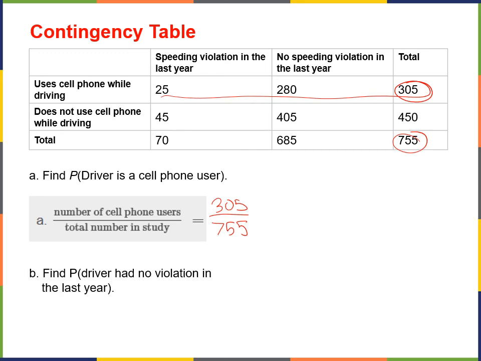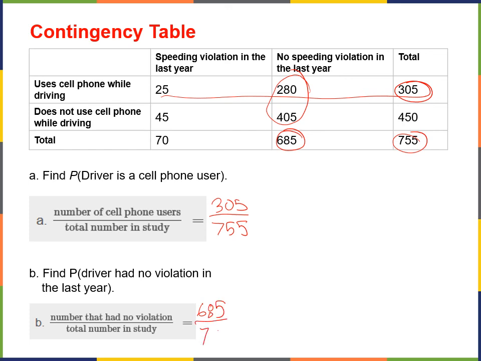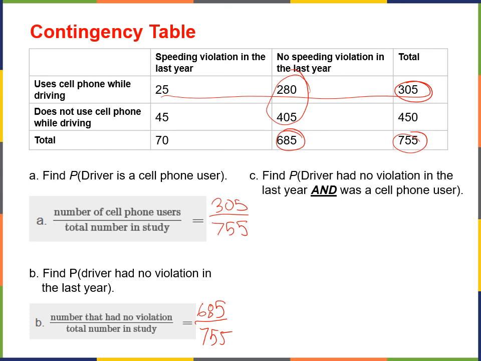Next, the driver had no violation in the last year. So what's the probability the driver had no violation? Okay, so these are all the people who had no violation. There were 685 of them total. So the probability should be the number of people who had no violation, which would be 685 out of the 755 total. Pretty easy again. Next question.